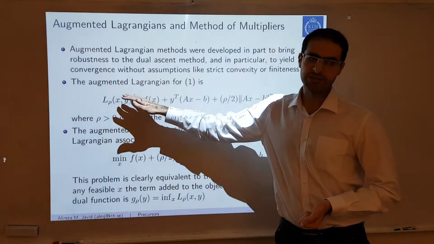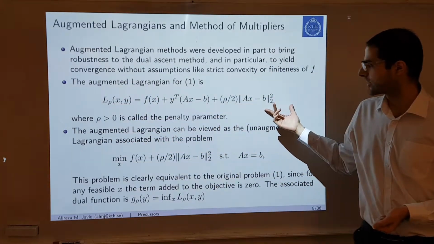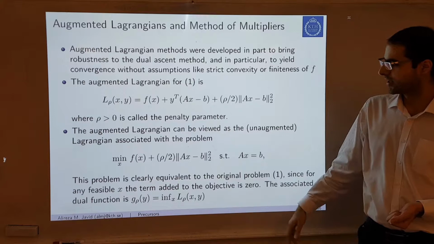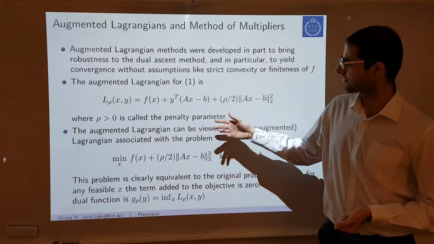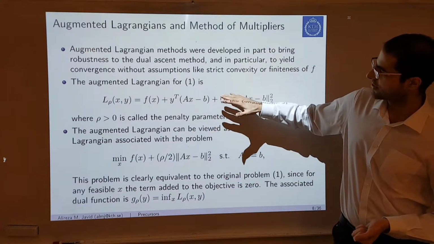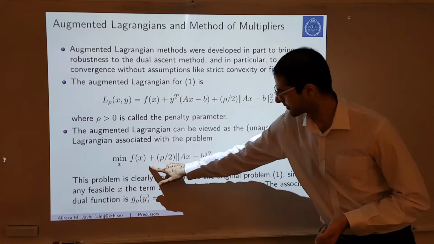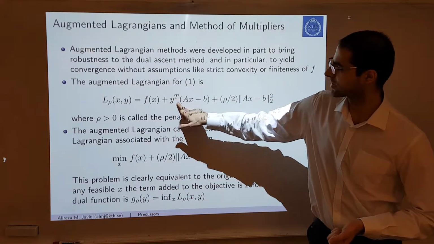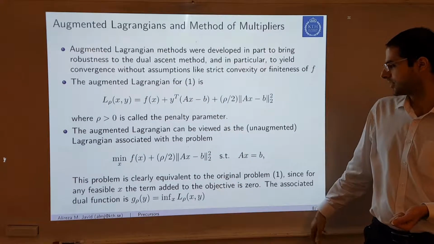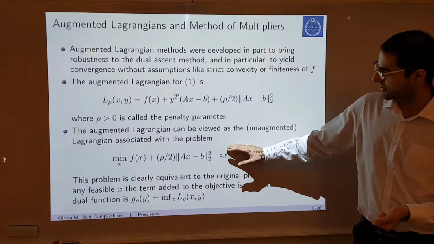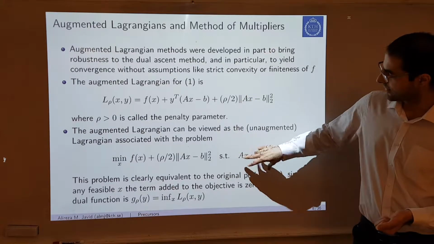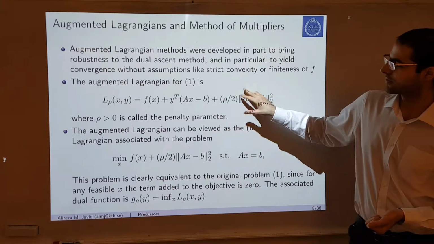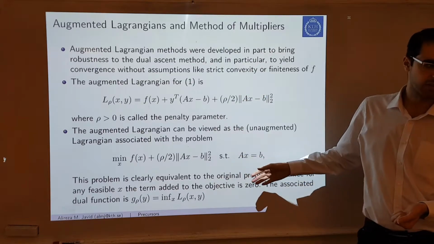Previously it was the simple Lagrangian. Here we have the augmented Lagrangian defined this way, and this rho is called the penalty parameter. The augmented Lagrangian, we can see it as the Lagrangian of this function. When you write the Lagrangian for this function, you just add a dual variable and multiply it with the constraint. These two problems are actually equal, because for any feasible x this part will be 0, so the solutions of the two problems are equal.